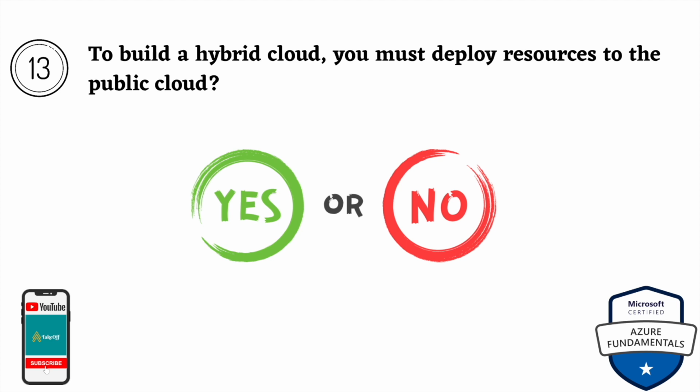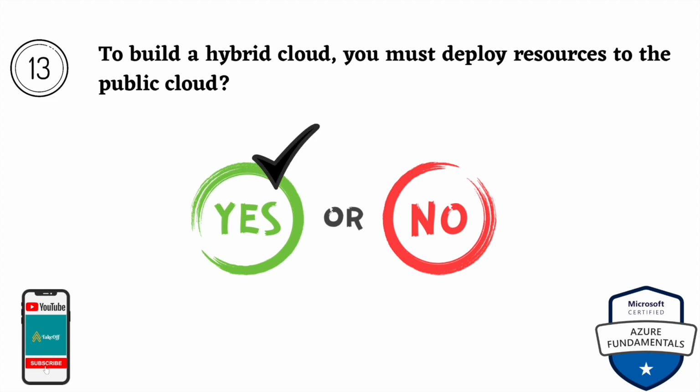Moving on to the next one. To build a hybrid cloud, you must deploy resources to the public cloud. Basically, a hybrid cloud is a combination of a private cloud and the public cloud. So it is required to deploy your resources to the public cloud. And the answer is yes.